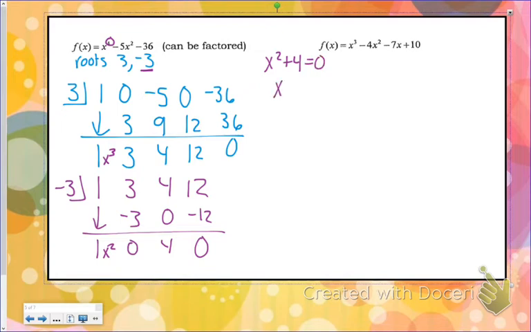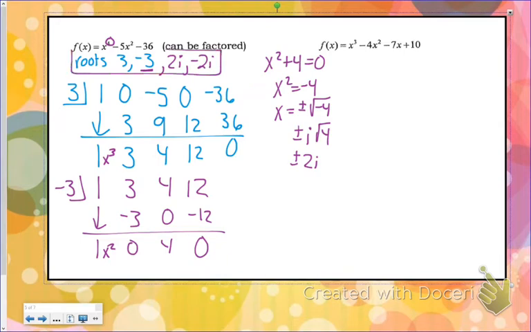So I get x squared equals negative 4. So x is equal to plus or minus the square root of negative 4. Remember, a negative in the square root is an i outside of the square root, and the square root of 4 is just 2. So this was 4th degree, and there were 4 answers: 3, negative 3, 2i, and negative 2i. And those are your 4 answers.